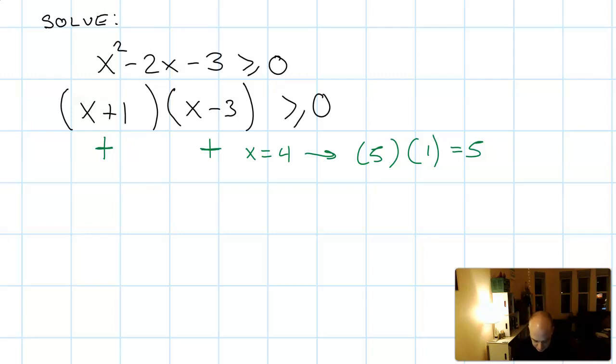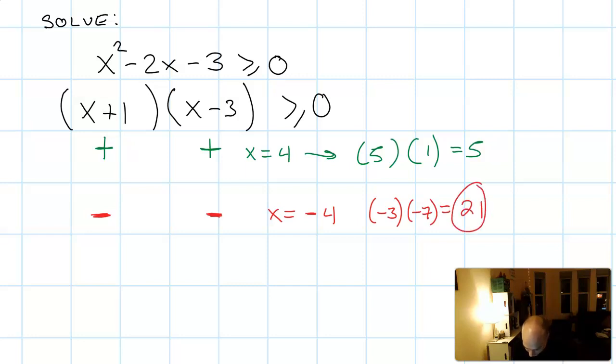But couldn't it also be that one factor is negative and the other factor is also negative? That would be if, say, x is equal to negative 4. Then negative 4 plus 1 is negative 3, and negative 4 minus 3 is negative 7. Well, that's positive 21. And so it seems like if we can decide where this quadratic polynomial will have both factors positive or both factors negative, we will be able to solve the inequality and then find the domain of the original function.